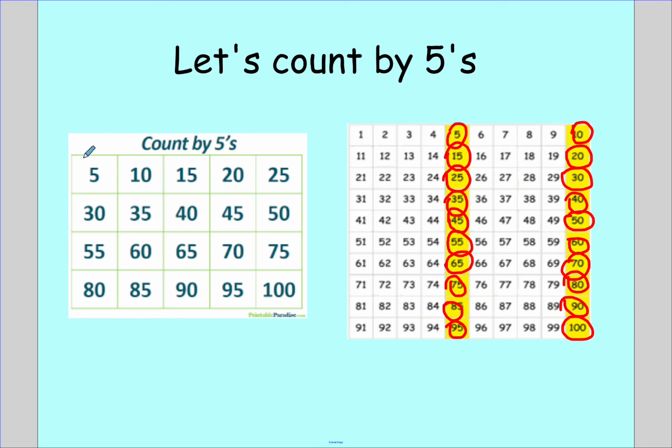So the numbers that we circled that end in 5 and 0 are the same as the numbers that we see here in our count by fives chart. Numbers that end in 5 and 0 are the only numbers we think about when we are skip counting. All the other numbers are still there. We're just not thinking about them. We're only thinking about numbers that end in 5 and 0.